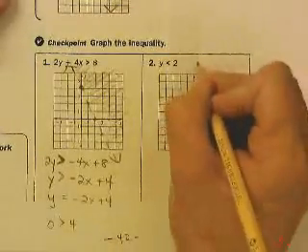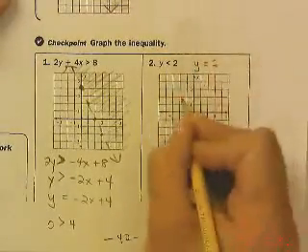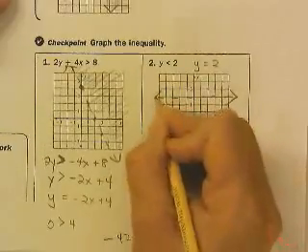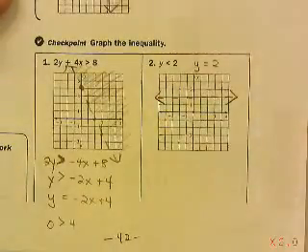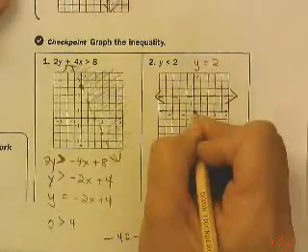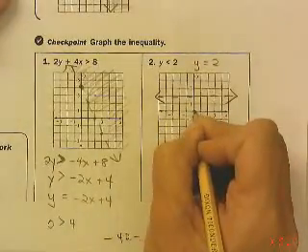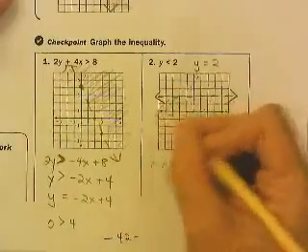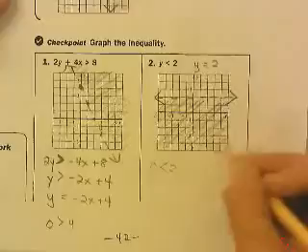Now for this one, I'm going to graph y equals 2, and I'm going to make it dashed. And that's a HOY, so it's a horizontal line. And I'm going to test the point 0, 0. So is 0 less than 2? Yes, it is. So I shade below the line.